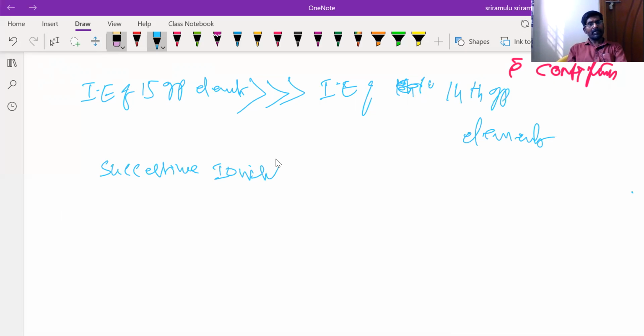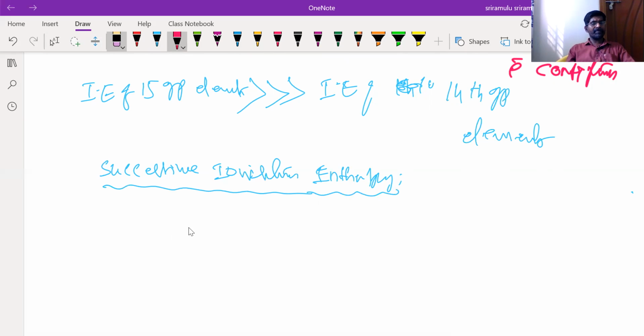Successive ionization enthalpy in this group: the first ionization enthalpy is less than the second ionization enthalpy, which is less than the third ionization enthalpy, which is less than the fourth ionization enthalpy, and like this. So this is the successive ionization enthalpy.